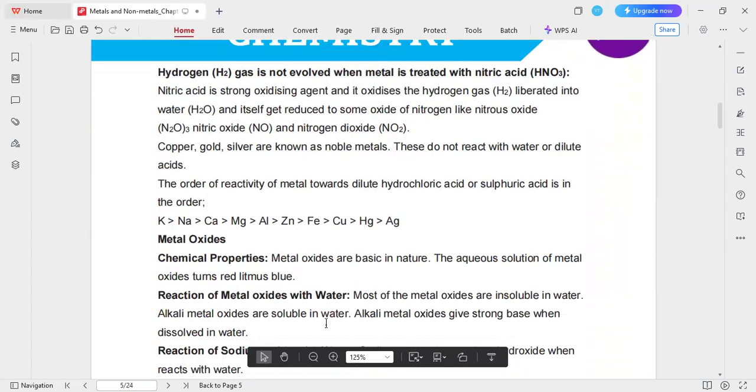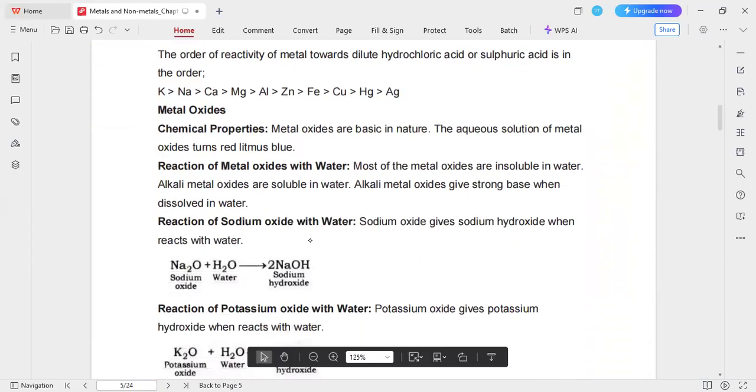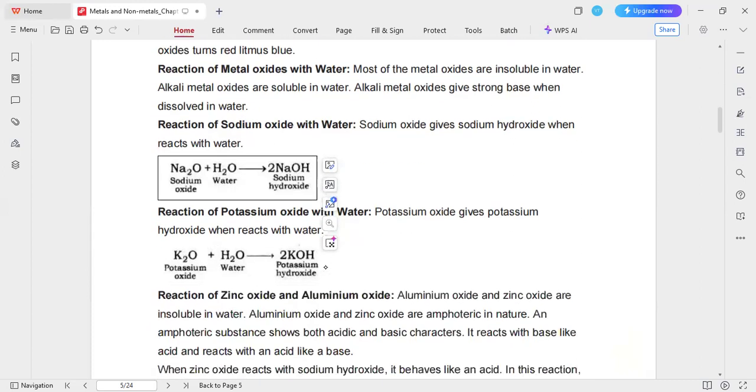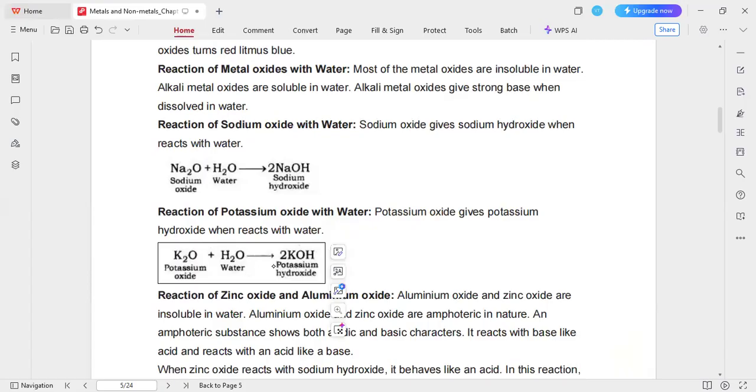Next, children, note the properties of metal oxides. Metal oxides are generally basic in nature. Why? Because metallic oxide reacts with water to give hydroxide. Like Na2O plus H2O gives 2NaOH. Next, potassium oxide plus water gives potassium hydroxide.